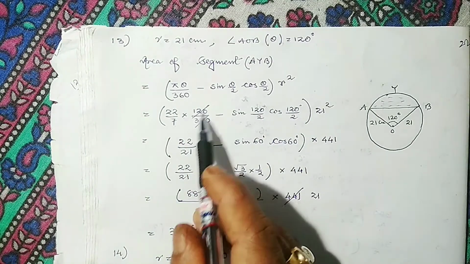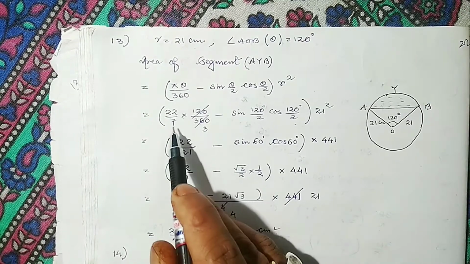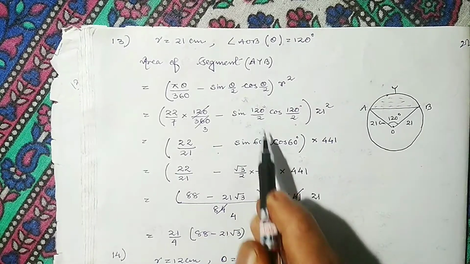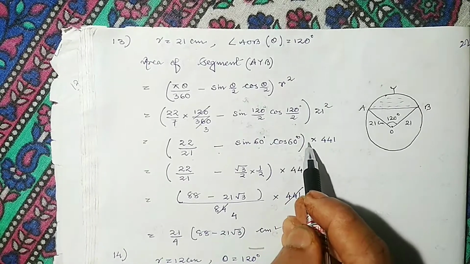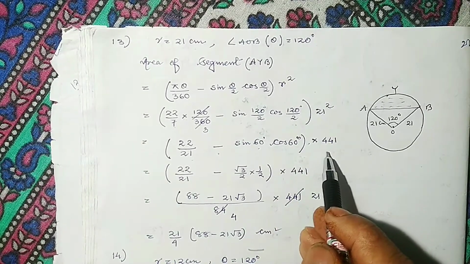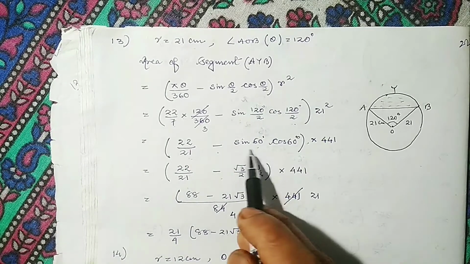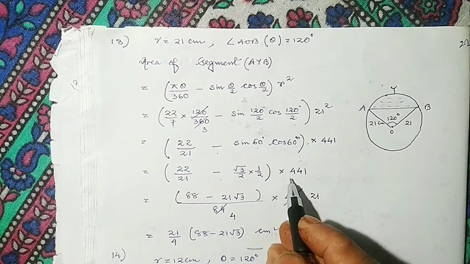If I cancel 120 and 360, I am going to get 3. So it will be 22, 3 into 7, 21, minus sine 120/2, which is 60 degrees. So it will be sine of 60 degrees cos of 60 degree into 21 square, which is 441. So next line will be 22/21 minus sine 60, value is √3/2. Cos of 60 is half, into 441.